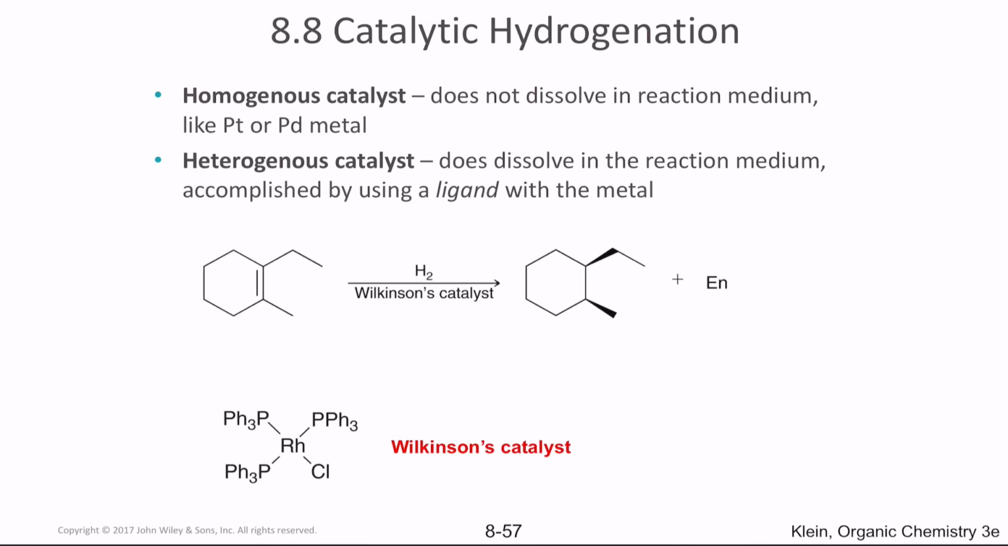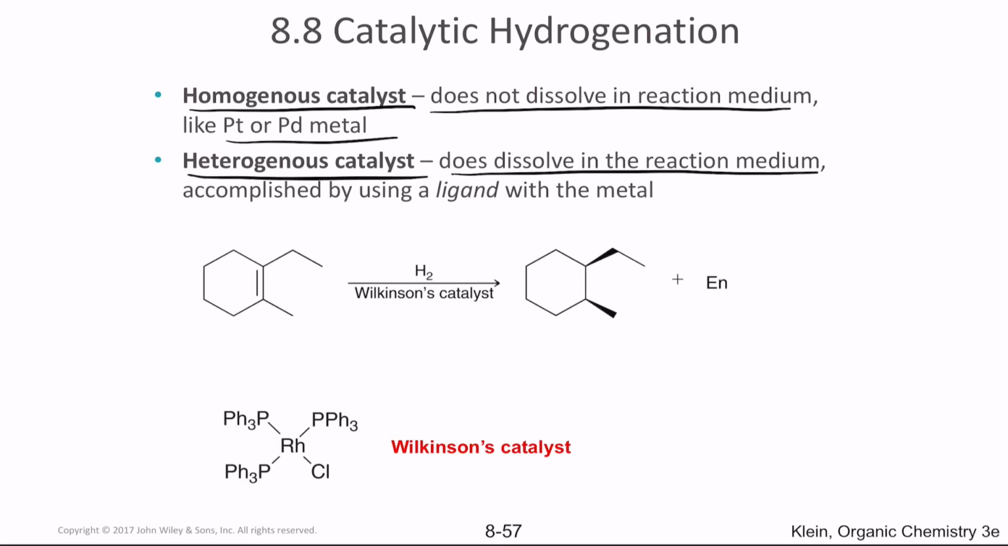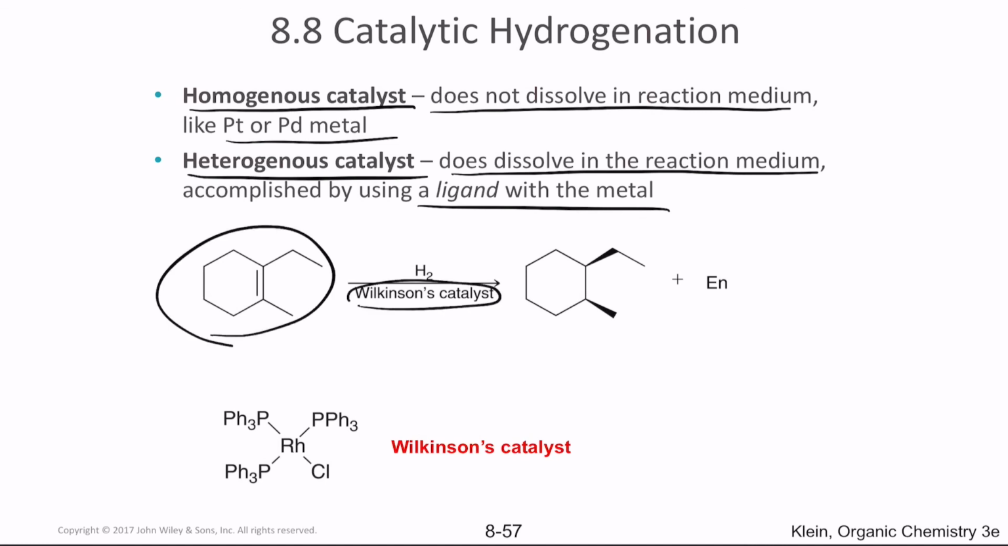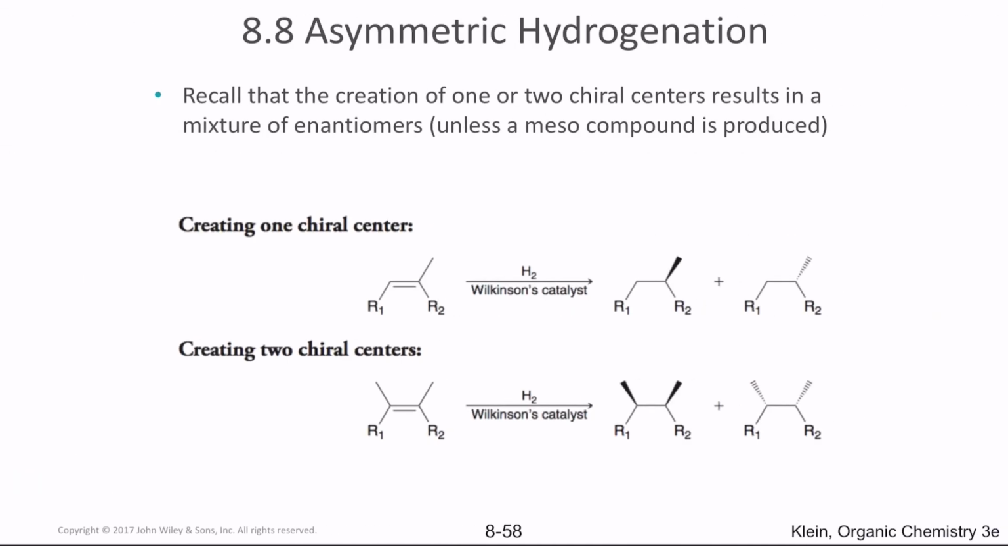Now what are the types of catalysts? We have homogeneous catalyst, which does not involve in the reaction medium, like platinum or palladium. You have a heterogeneous catalyst where it does involve in the reaction medium, accomplished by using a ligand with the metal. So you have Wilkinson's catalyst. Wilkinson's catalyst is basically rhodium with three triphenylphosphine groups attached to it and a chlorine, and this also creates the same idea, the same reaction here, and finally forms a product.